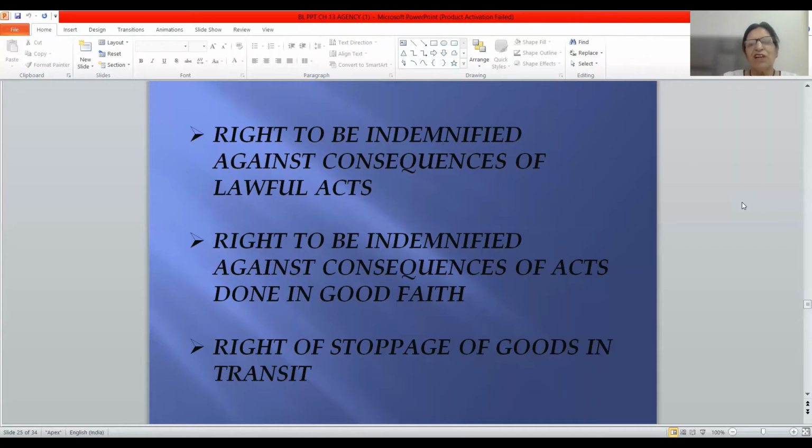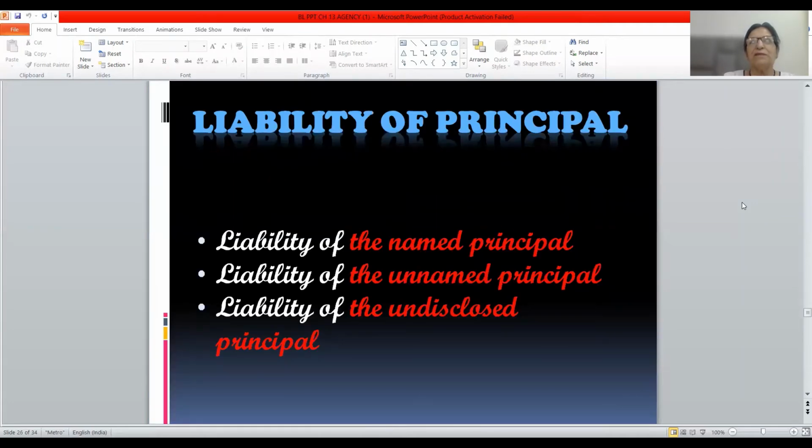So friends, it is all about the rights and duties of the agent. Or we can say rights and duties of the principal, because the difference lies in the way of presentation. Now moving ahead, friends, the next heading is liability of principal. Very important heading from the examination point of view. How is the principal liable for the acts of the agent? Because we always say that all the acts of the agent are the acts of the principal.